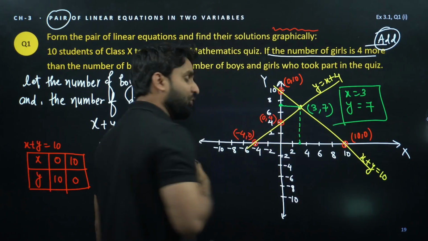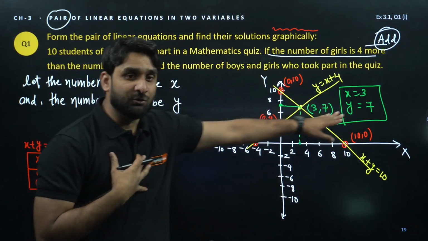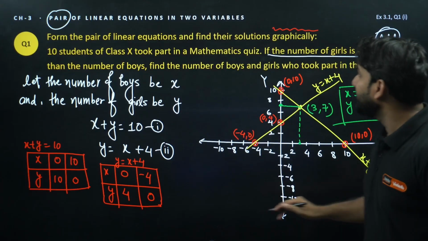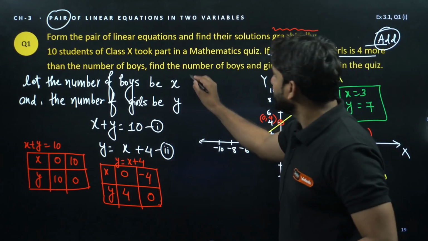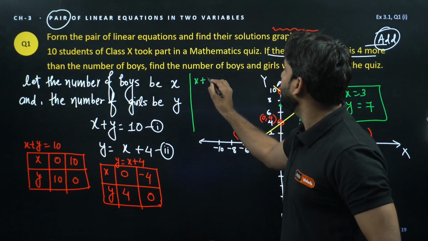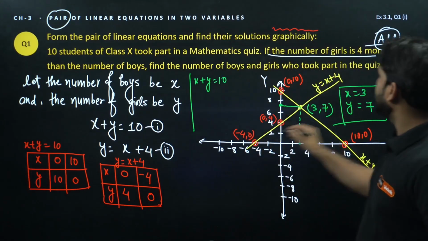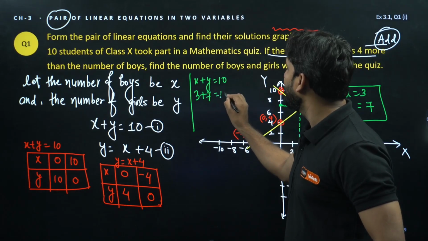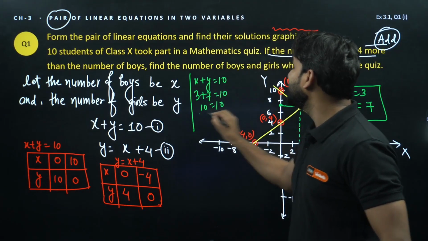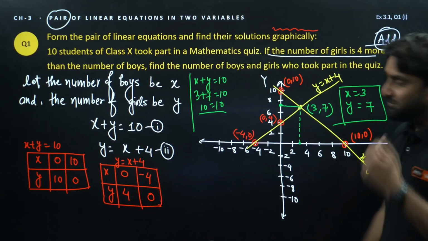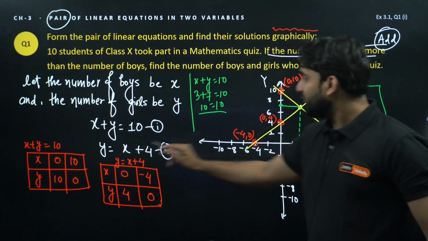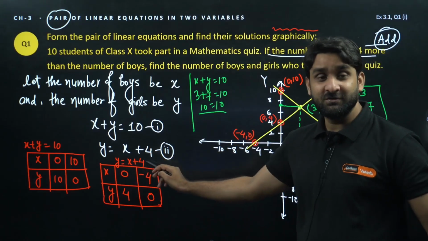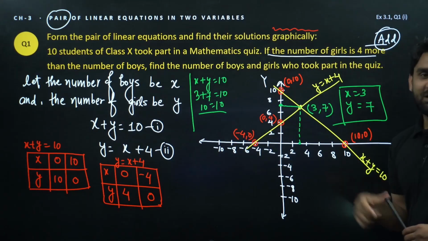If you don't trust me, you can put these values in both equations and check whether the values are satisfying. The first equation was x plus y is equal to 10. So x is 3, y is 7, and it is satisfying. It means our answer is perfect. Now in the second equation, x is 3, so 3 plus 4 is 7 and y is 7 also. So this value is satisfying.